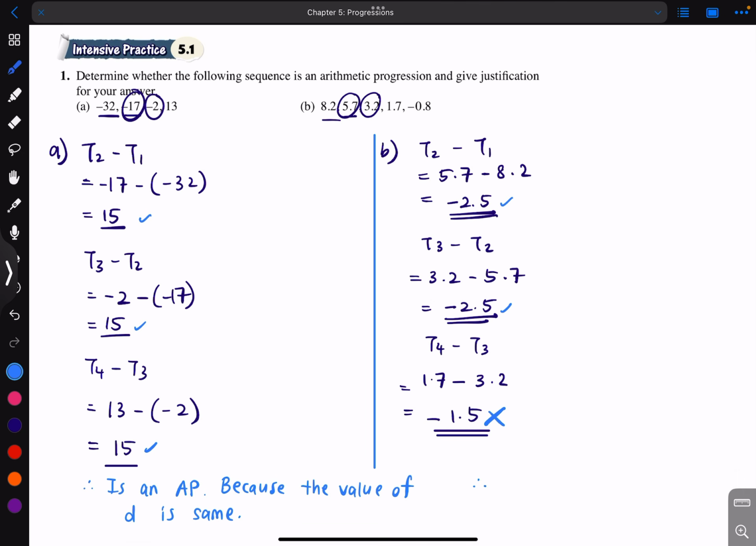So you can say B is not arithmetic progression because the value of D is not constant, or you can say not the same. That's it.